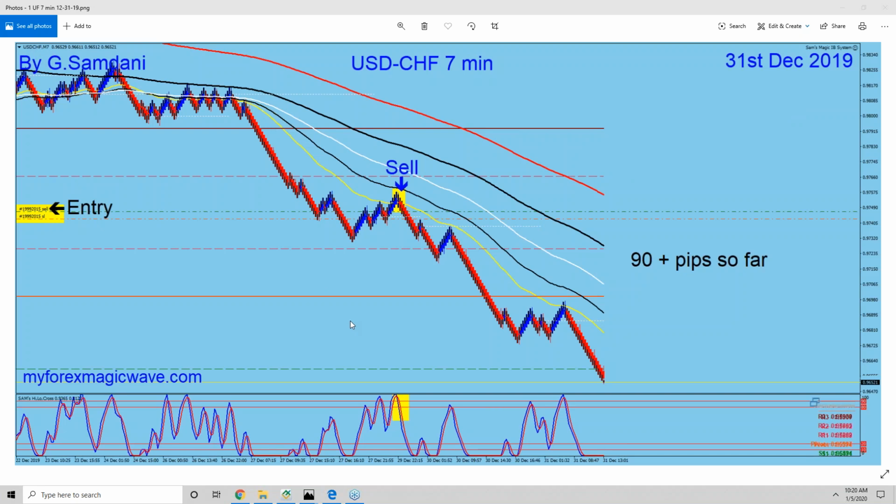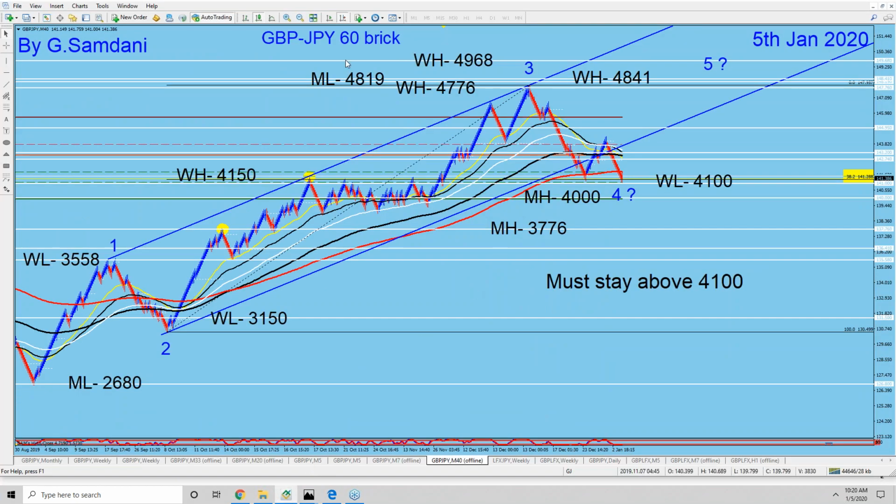Okay, so I'm gonna make this video about the pound yen pair for this week. Very nice setup, if I'm right. So let's get started. I'm gonna take a look at this chart here. This is pound yen. It's a 60 brick size.